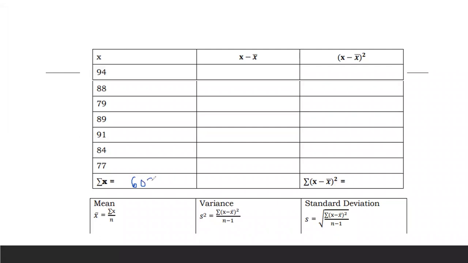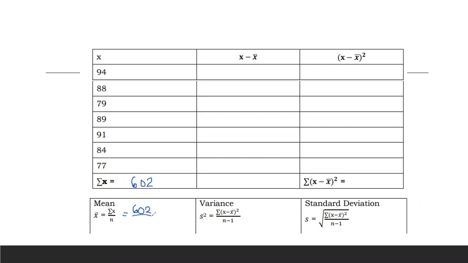Double check lang natin para tayo ay makasigurado. That's 94 plus 88 plus 79 plus 89, plus 91, plus 84, plus 77. That's 602. And then 602 na yan, ay i-divide natin yan kung ilan po ang ating sample.